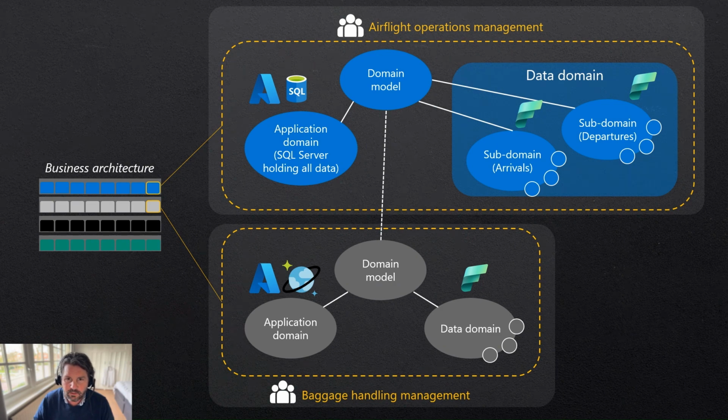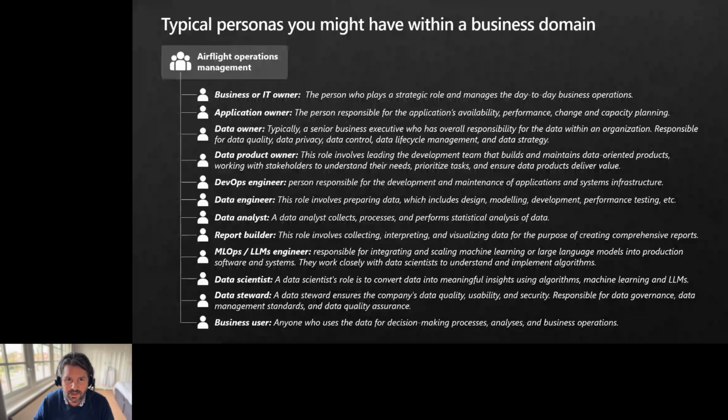If we carry on and go to the next slide, what I've done here is list out the typical personas you might find within a usual or typical business domain. Here's an example. I use the air flight operations management. And there are some typical roles, and I would like to discuss all of these roles now one by one. The first persona typically is a business or an IT owner, or this could be the domain owner. And usually this is the person who plays a strategic role and manages the day-to-day business operations. So the head of the business department, for instance, could be it as well.